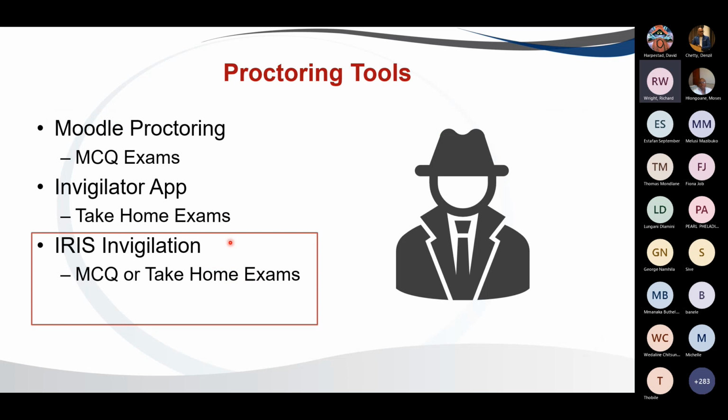Now, as we mentioned, there are quite a few different proctoring tools. We've got the Moodle proctoring that's built in, and there's the Invigilator app that runs separately on your mobile device. And then we've got Iris Invigilation. This is the one that you will be using for your exams. And remember, Iris Invigilation only works on your desktop or laptop. It does not run on your mobile device. But for this section, I'm going to hand over to Lazarus, who will take you through all the steps on setting up Iris. Thank you, Denzel.